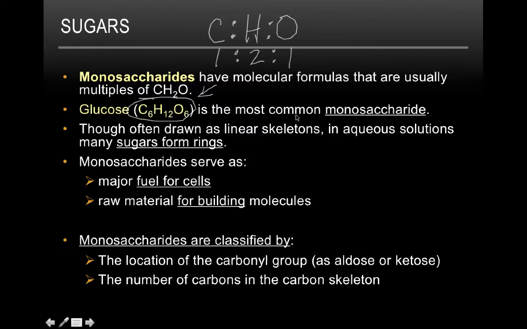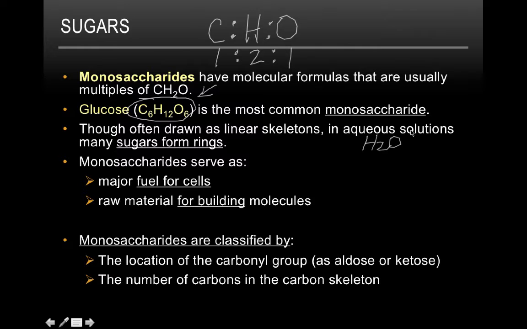Glucose is the most common monosaccharide or monomer in the carbohydrate world. And as I mentioned previously, though glucose is often drawn as a linear skeleton, in an aqueous or water solution, such as inside a cell, glucose and other monosaccharides typically form ring structures.